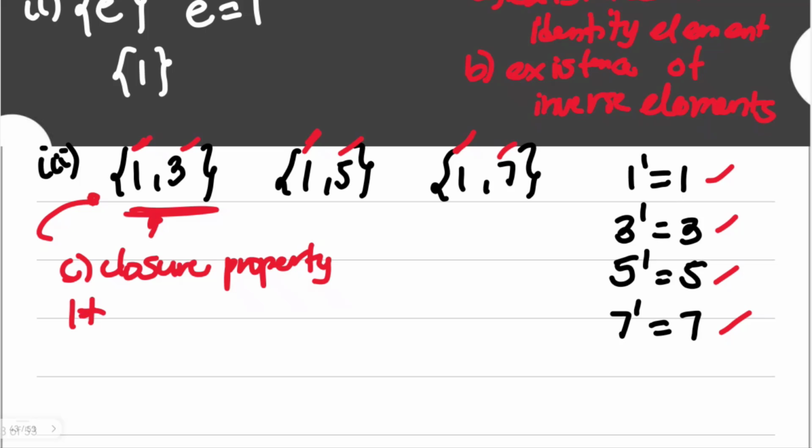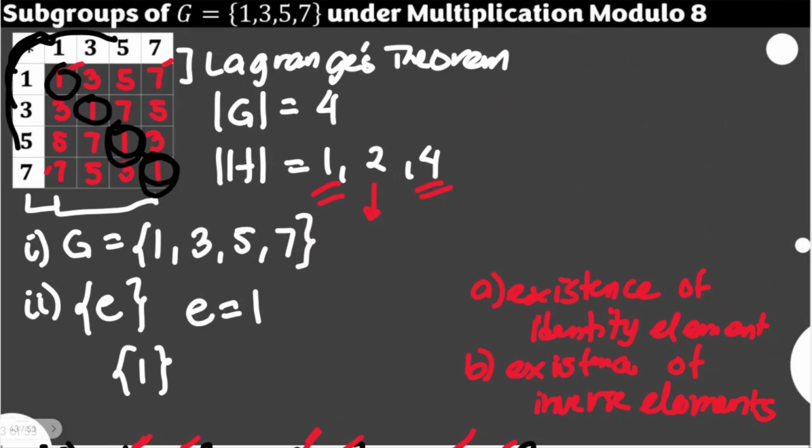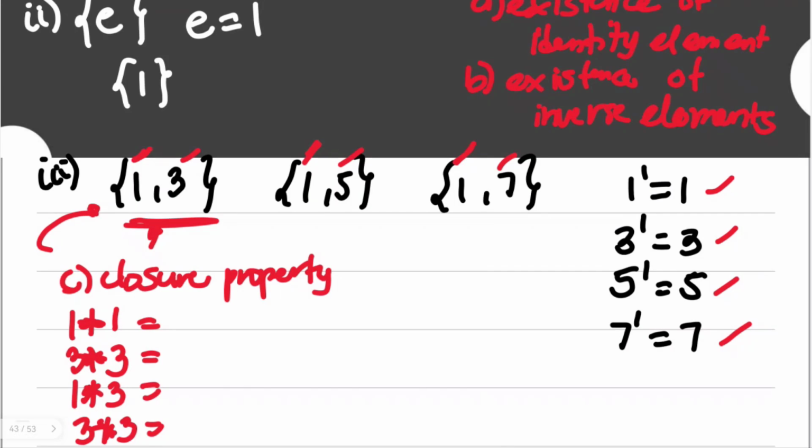So we have 1 star 1, 3 star 3, 1 star 3, and 3 star 1. If the results would either be 1 or 3, we will accept this. Looking into our KD table, 1 star 1 is actually 1. 3 star 3 is also 1. It's right there. 1 star 3 is 3. 3 star 1 is 3. So the results are just 3 and 1. So again, this is 1, 1, 3, and 3. They are all elements of that. This time, we can say that it's accepted as a subgroup.